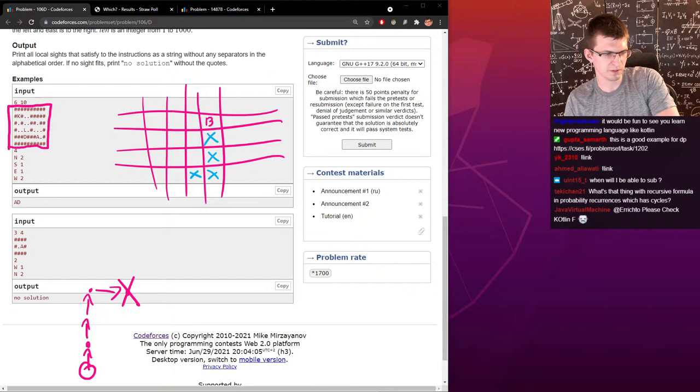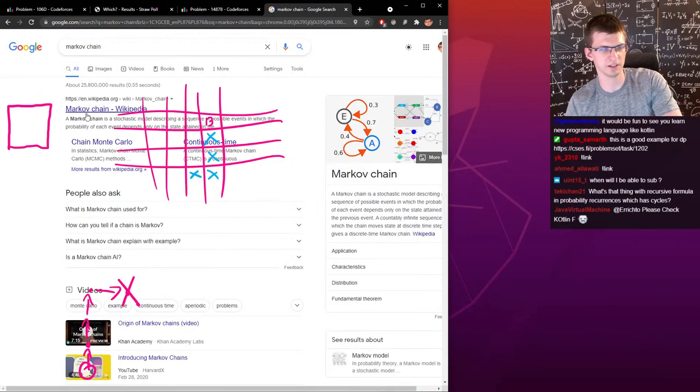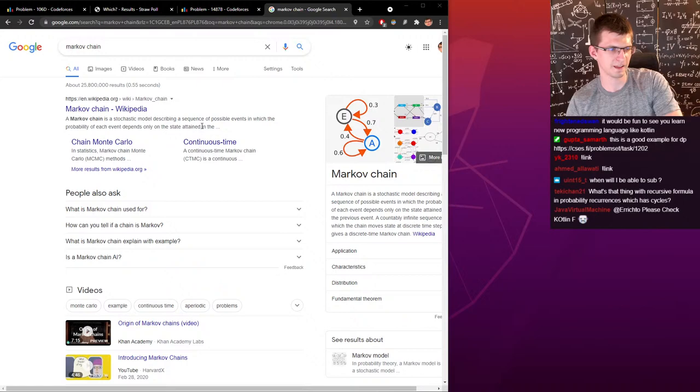Recursive formula in probability. You're talking about Markov chain, but I don't think that's related. Markov chain, this thing. I don't know why you're asking though.